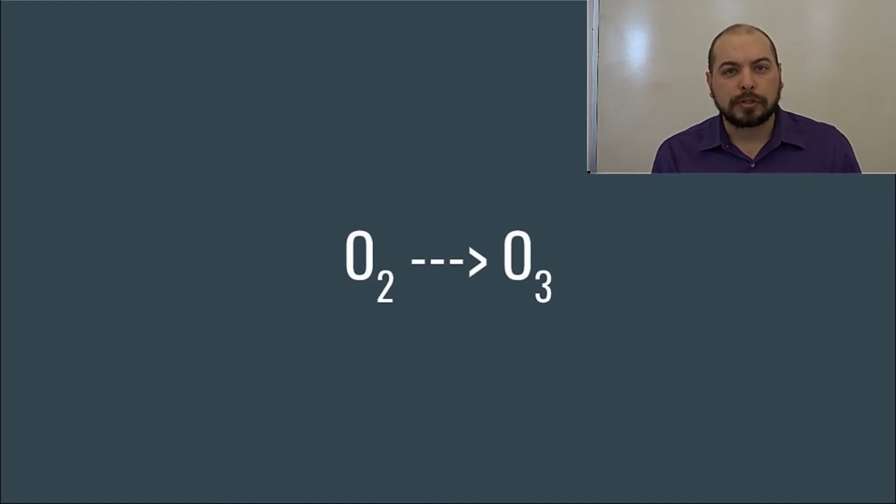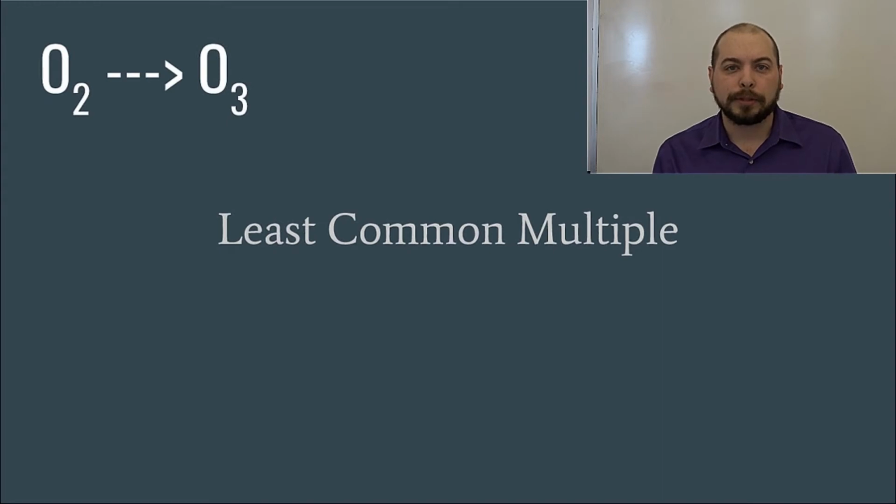Now if we just look at the two molecules, you can see it's not balanced. But it's not quite as straightforward as just doubling one side, because if you double one side or the other, it's not going to immediately balance. So what we're going to do is look for the least common multiple.